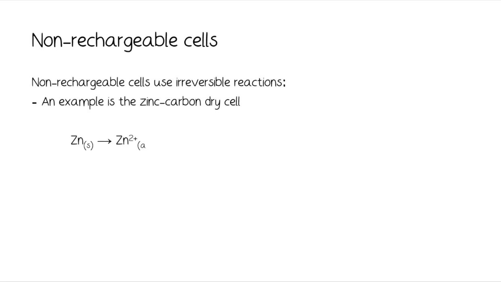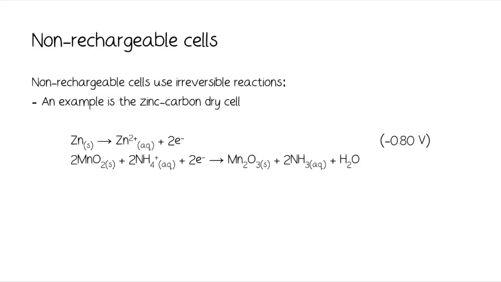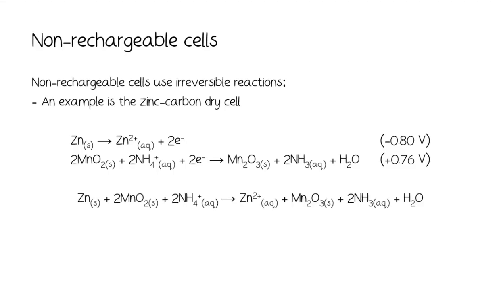So let's discuss more things about non-rechargeable cells. They use irreversible reactions, and an example of this is the zinc-carbon dry cell. You've got your 2 equations here, and based on deciding which one's more negative, which one's being oxidized, you get this as your whole equation. And if we use the formula to work out the EMF, you get E cell equals E reduced minus oxidized, which is 0.76 minus 0.8, which gives you 1.56 volts.